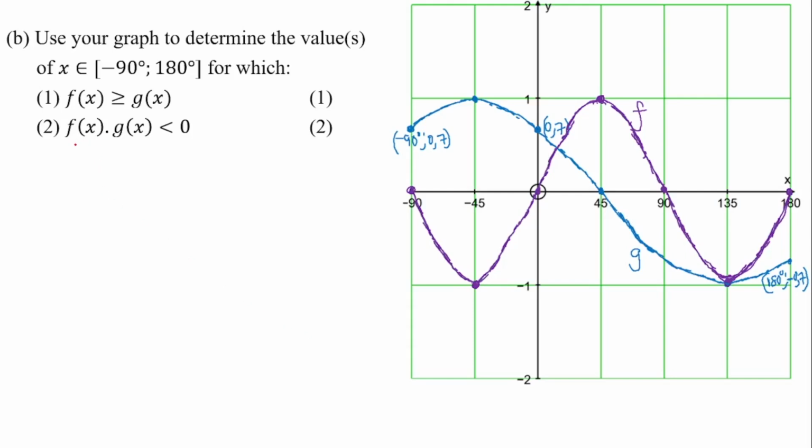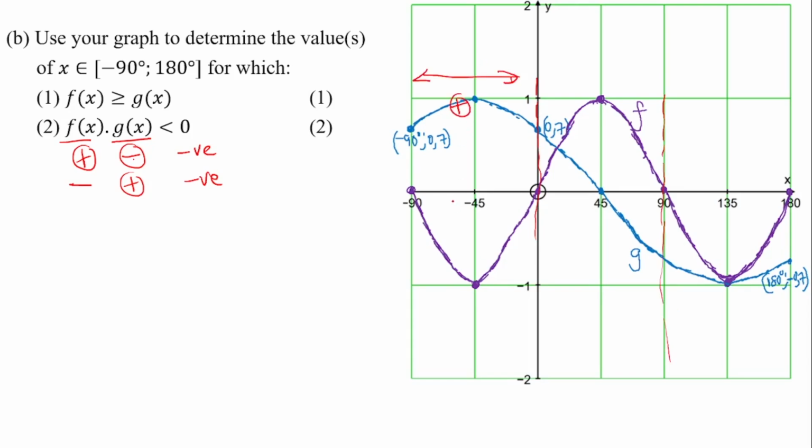And then 2 says where f of x times g of x is less than 0. So we're saying where f of x may be positive and g of x negative, because less than 0 means negative. Positive times negative will give us negative, right? Or where f of x is negative and g of x is positive. You see that? So we're looking for that. The functions change their signs at the x-intercepts. So we have the x-intercept here. We have another one there. Yeah, we have that. So let's check this part here.